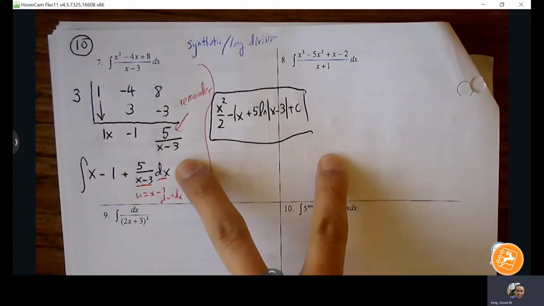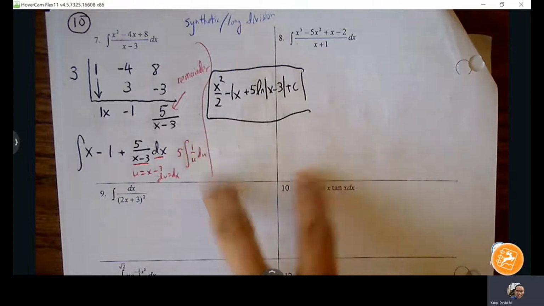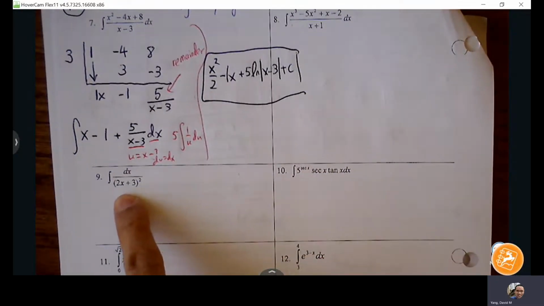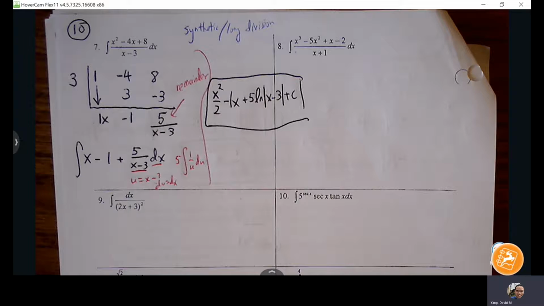We did synthetic division. We did good practices yesterday. We'll do another one today. Let's start with number 9 here. So number 9 on page 10. Okay, so take a look at number 9.